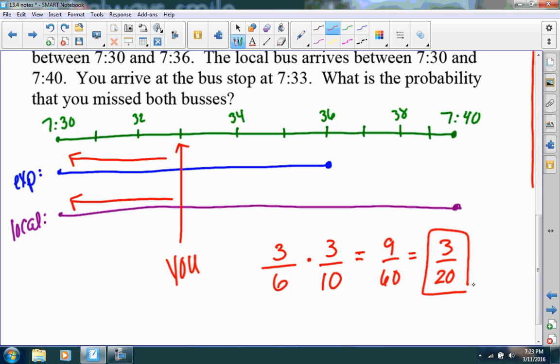So that's small. So that means that you probably will be able to catch either one of the buses still. You have a good chance. You have a bigger chance of catching the bus than you did of missing it.